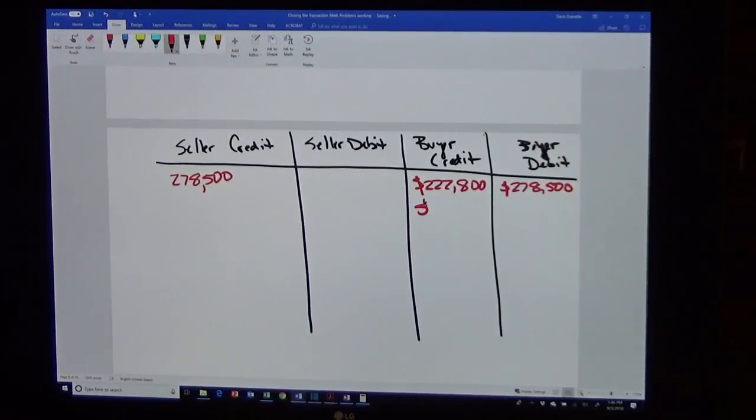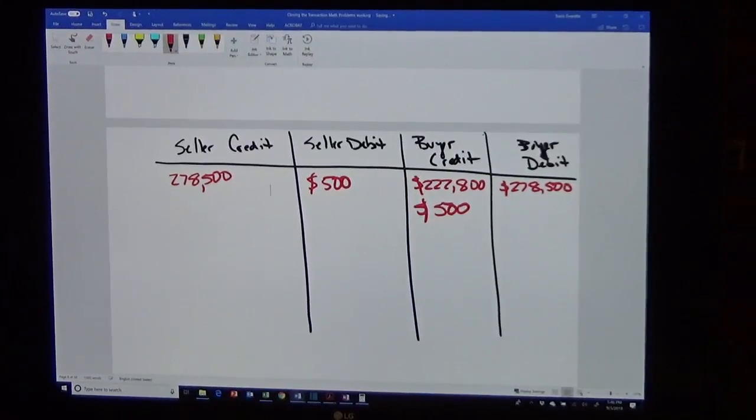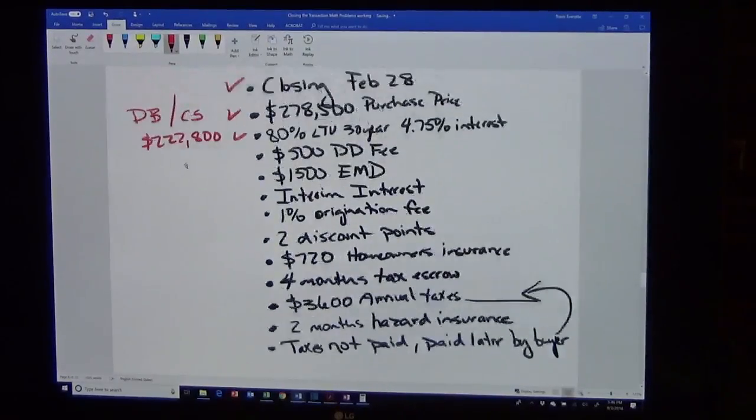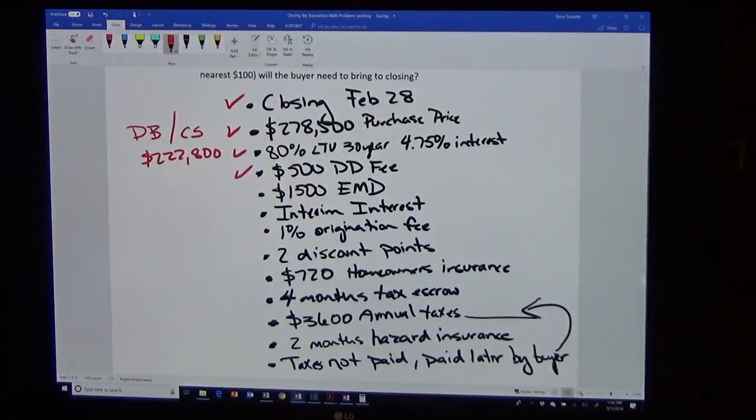$500 due diligence fee. We also need to take that due diligence fee away from the seller because they got it in advance. So the due diligence fee is going to be credited to the buyer and debited from the seller. So that goes in there twice. So we can check off the due diligence fee.